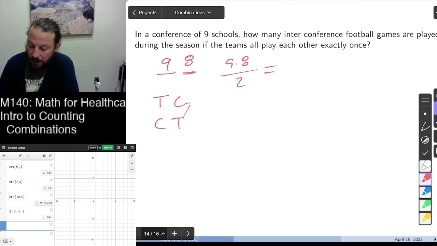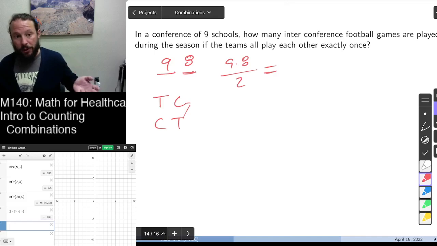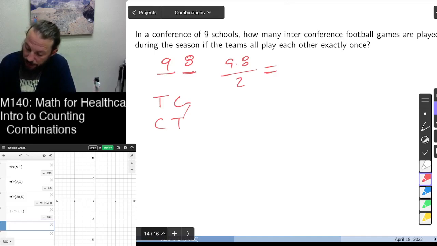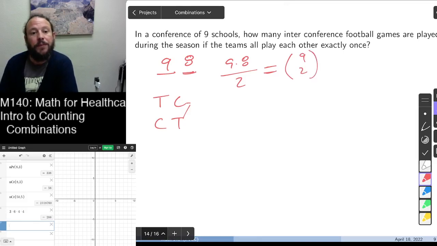Another way to think about that is, they want to play exactly once. That's how many ways can I pick 2 teams from 9? And those in fact are equal. And we see we come up with 36.